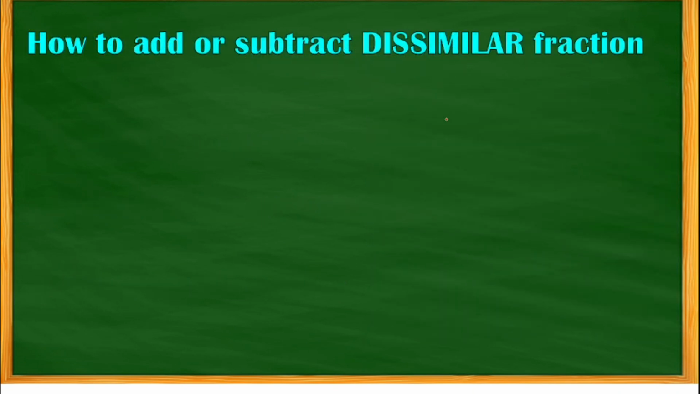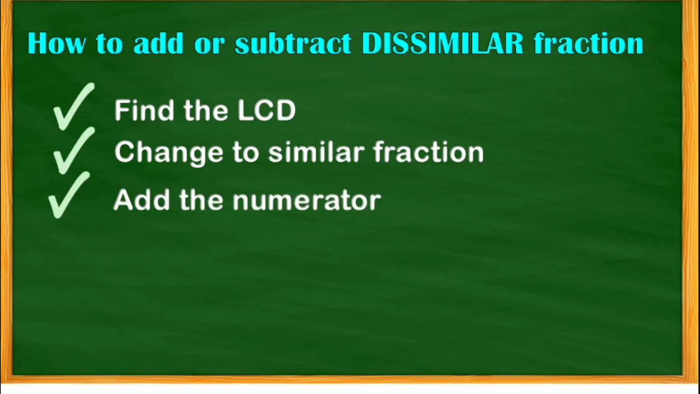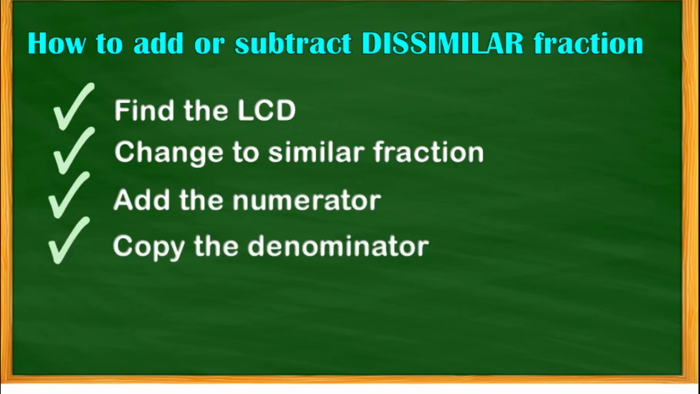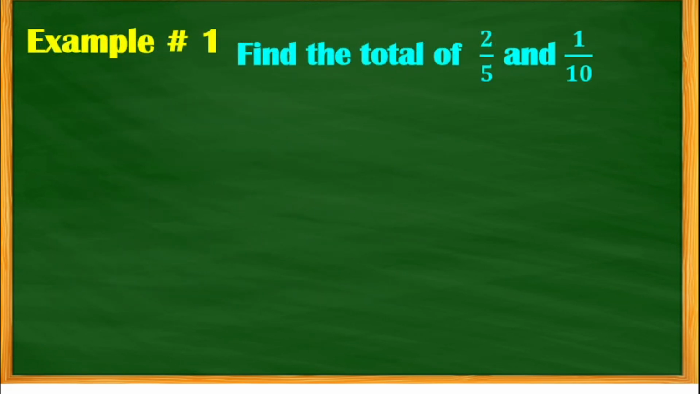Next, how to add or subtract dissimilar fractions. So now let's proceed to dissimilar fractions. To find the total or the difference of the two fractions, we're going to find first the LCD. Then change to similar fractions. Add the numerator and copy the denominator. Simplify our answer.